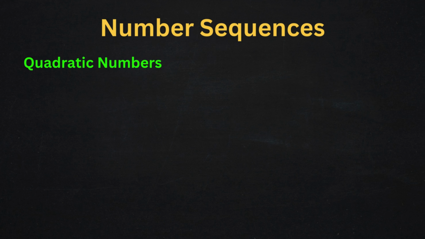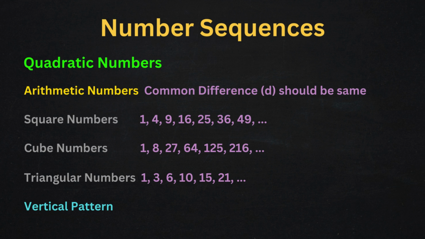In order to recognize a quadratic sequence, we will follow the same order. First, we check whether it's arithmetic or not. Then, whether it belongs to square, cube, or triangle numbers. Then, you check if there's a vertical pattern. If it doesn't fit in any of these three, then it belongs to the quadratic family. A word of caution: never start with quadratic directly because it will waste your time. It'll turn a 1-mark question into 4 marks of working. You must go in this order: arithmetic, then square, cube, or triangle numbers, then vertical pattern, and finally quadratic.